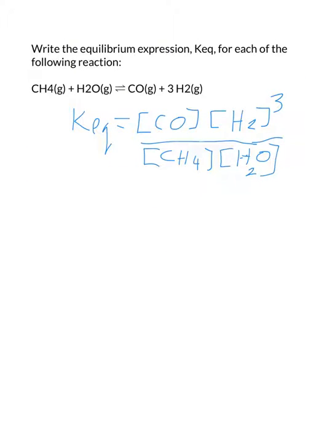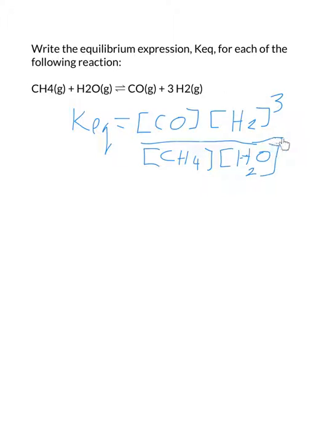Now we're going to look at reactions and see how we can apply what we've learned to actual chemical reactions. In this reaction, we have methane reacting with water to form carbon monoxide and hydrogen gas. Notice we're multiplying the products. Carbon monoxide is being raised to the power 1 because we have 1 mole of carbon monoxide right there. Hydrogen is being raised to the power 3 because we've got 3 moles of hydrogen.